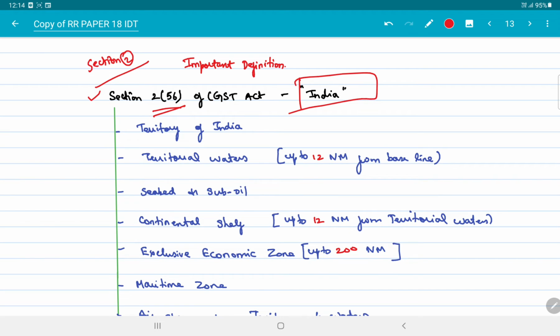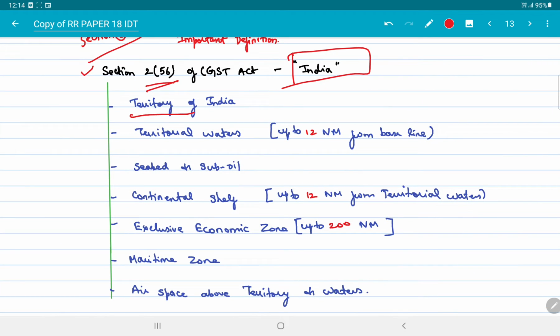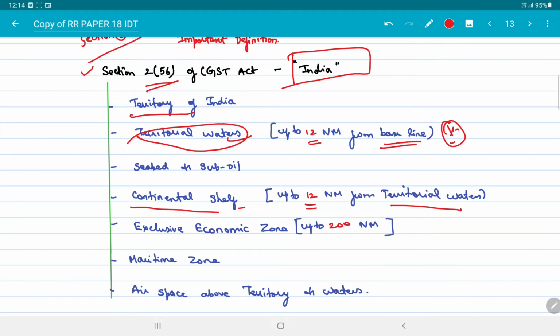India, Hamara Bharat Mahan India. So India is the territory of India, and territorial water, that is up to 12, very important, up to 12 nautical miles from the baseline, is territorial water. Another 12 nautical miles from territorial water is the continental shelf, and up to 200 nautical miles it is the exclusive economic zone, EEZ.